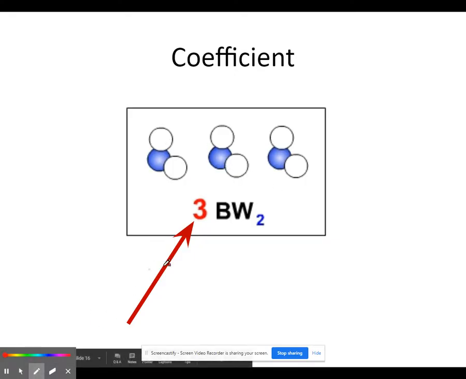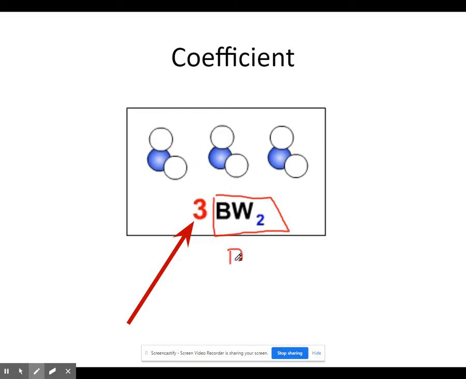So if we actually write this out according to what we do, we focus on this first. You write what elements you have. I have B and I have W. There is no subscript. That's a 1 and that's a 2. And then I multiply by the coefficient. That gives us 3 B's and that gives us 6 W's.